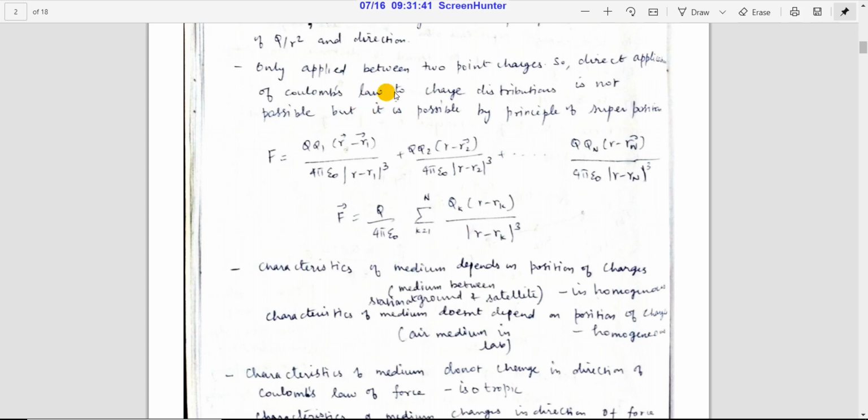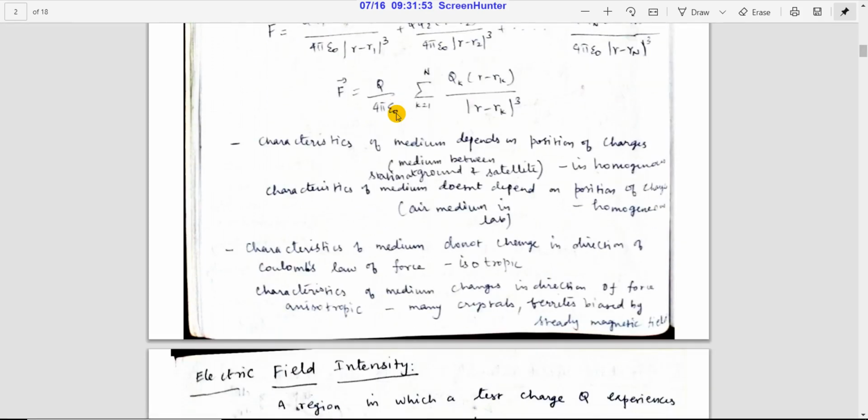If you are not considering it as a charge distribution or a charge density, then you will fail in the application of Coulomb's law. And also the characteristics of the medium will come into the picture. So the medium can be inhomogeneous or homogeneous. What do we mean by homogeneous medium or inhomogeneous medium? Homogeneous medium means the characteristics of that particular medium don't depend upon the position of the charges.